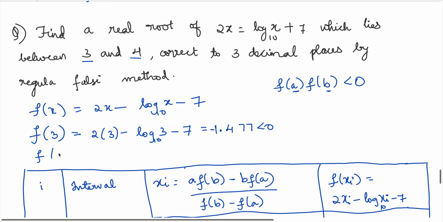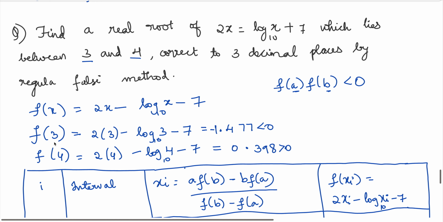And f of 4 is 2 into 4 minus log 4 to the base 10 minus 7, which is equal to 0.398. This is greater than 0.